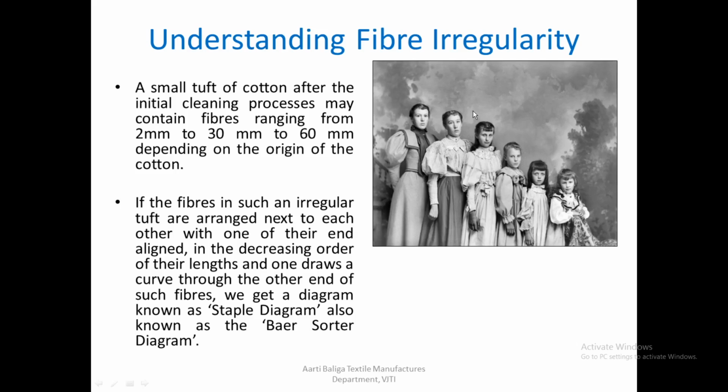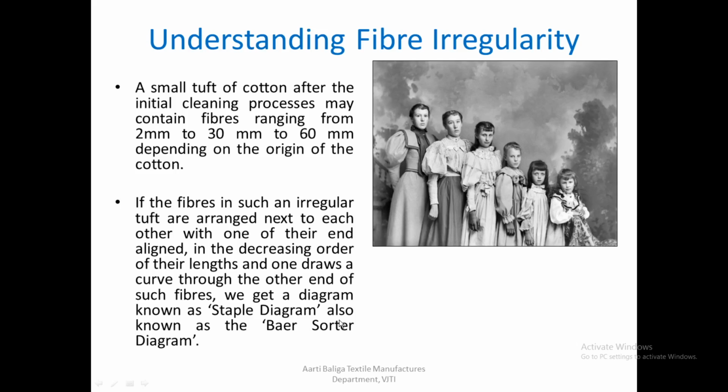Now suppose you have a group of children here, and I am arranging them according to their heights in decreasing order, and they are all aligned at one of their ends. That means they're standing on the ground on a flat surface. And if I were to draw a line through their heads, like through the other end of the fibers, then what I would get is a diagram which is known as a staple diagram, which is also called a Beer-Sutter diagram.